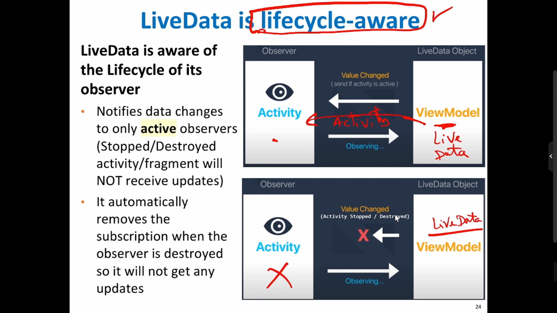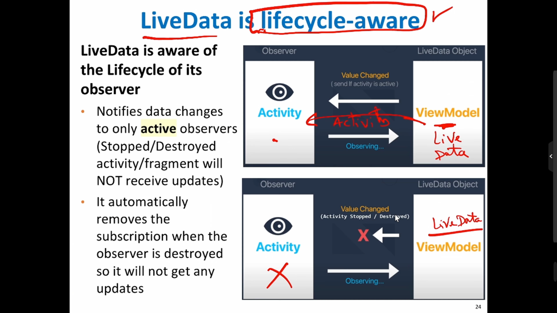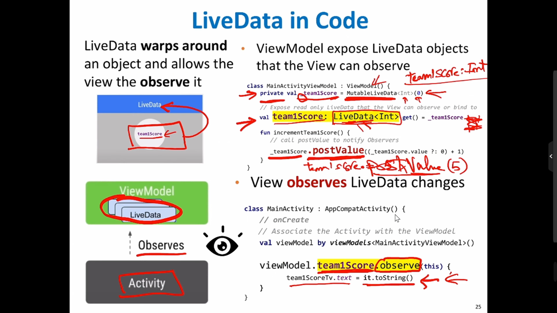This is very important to not have memory leaks and not try to push data to something that does not exist. So LiveData is not only able to inform our view whenever there is a change, but if the view is not on screen, because the user is using another app and the view is in the background, LiveData stops informing the view. Once the view comes back to the foreground and gets the focus, the activity will receive the last update. So that's why LiveData is also lifecycle aware.